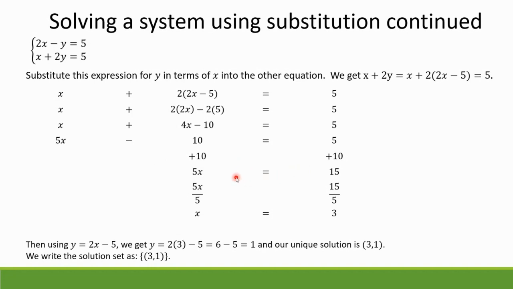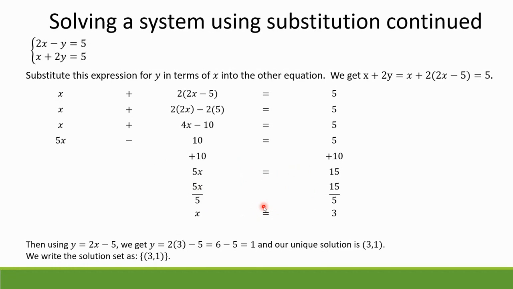But we don't want 5x, we want x. So what do we do? We divide to get x equals 3. So we got x equals 3. Okay, that's awesome. Are we done? Almost.